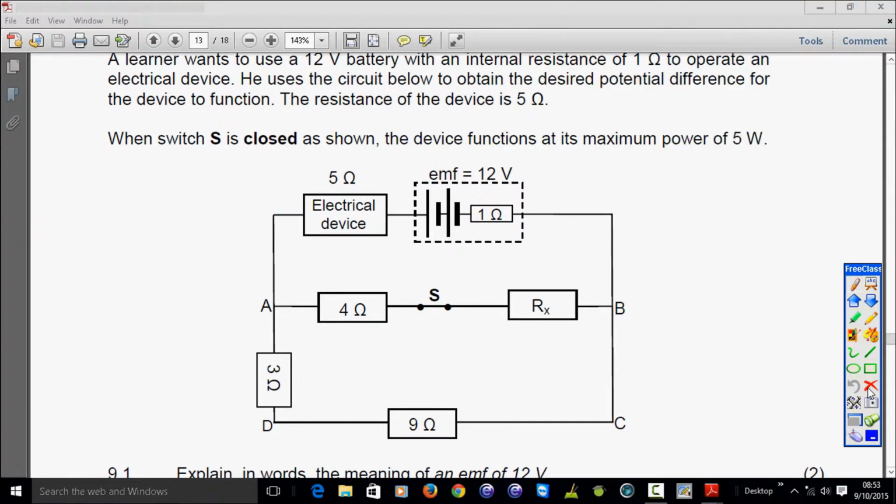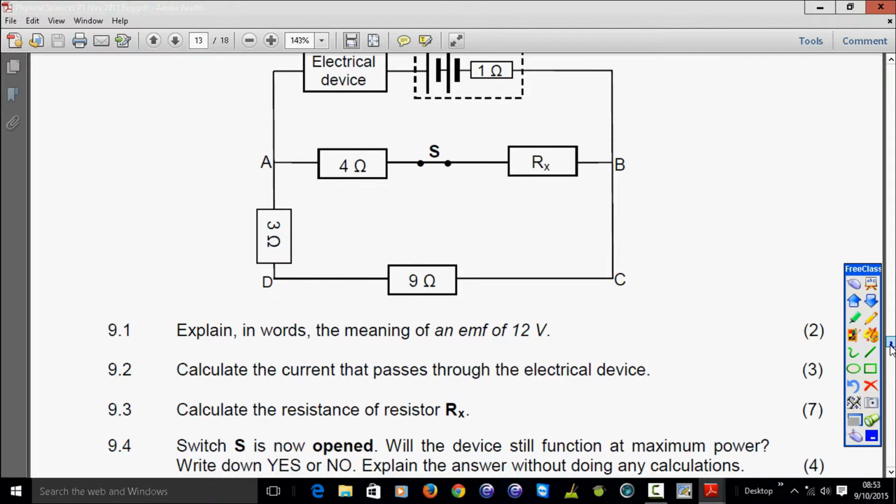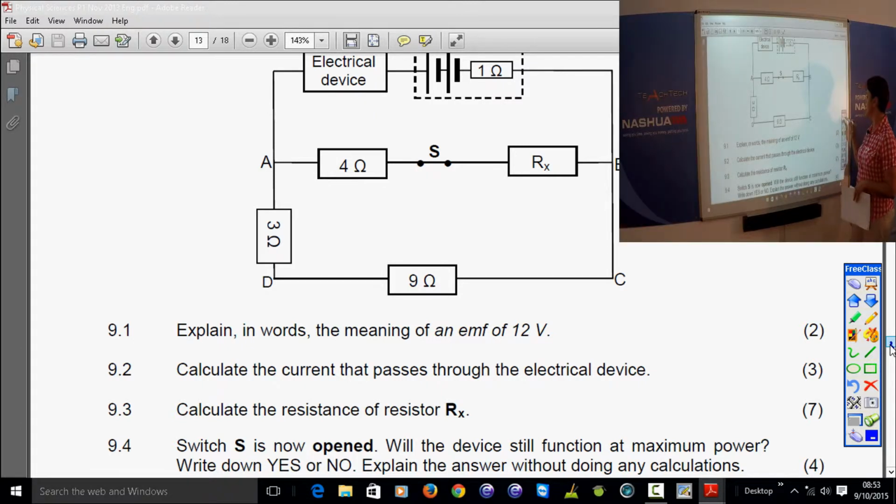Right, first of all, let's see. Explain in words the meaning of an EMF of 12 volt. So they don't want you to explain EMF. They want you to explain 12 volt. And now we're not allowed to use volt again.